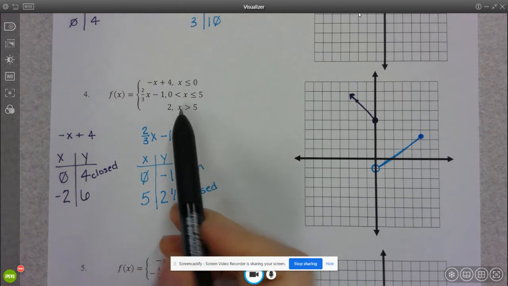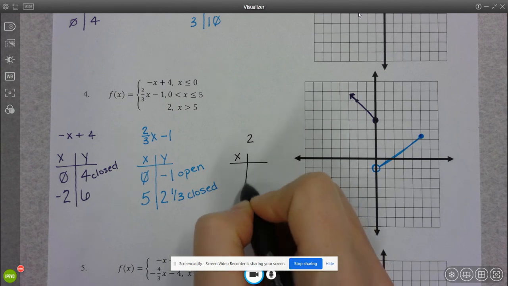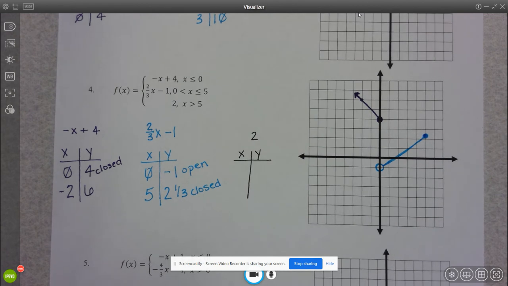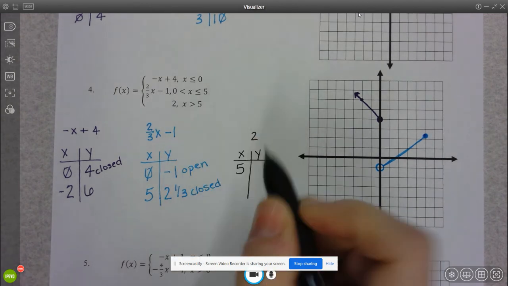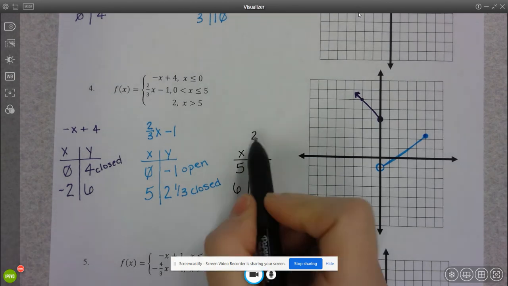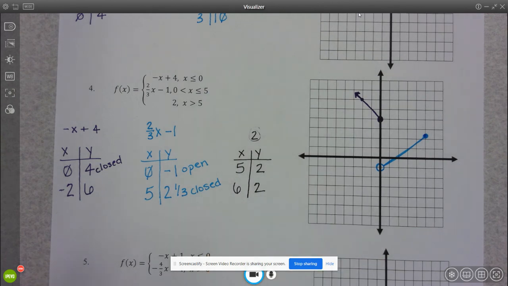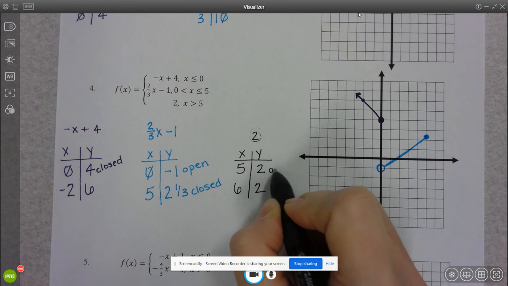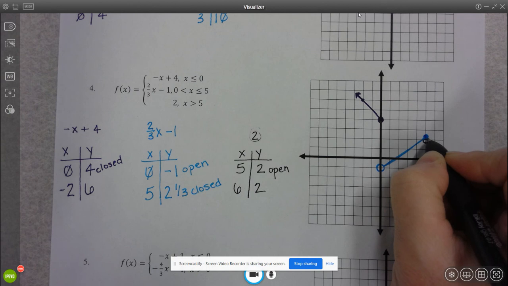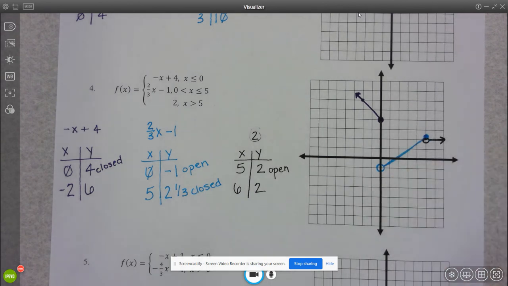All right, this last one. Really, I don't need a table, but I'm going to do one and show you why I don't necessarily need a table. So it's bigger than 5, so I'm just going to pick 6. And both times, that's my output value. It's just 2. It's going to be a horizontal line. This will be open. So there's an open circle there at 2. And then the rest of the way, it just goes that way.